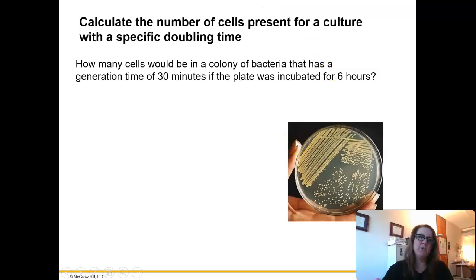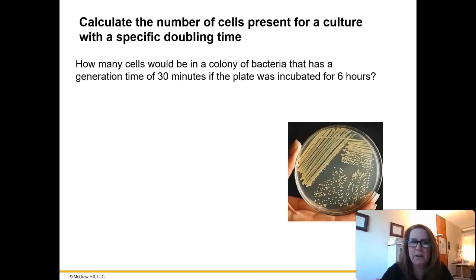Okay, so you should be able to calculate the number of cells present for a culture with a specific doubling time. So I promise you won't have very many mathematical word problems in this class, but here you go. How many cells would be in a colony of bacteria that has a generation time of 30 minutes if the plate was incubated for 6 hours? So in my mind, I first have to ask myself, 30 minutes happens twice in 1 hour. So essentially my number of generations is going to be 12.